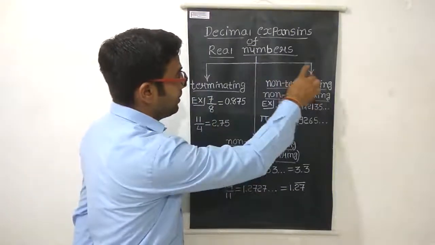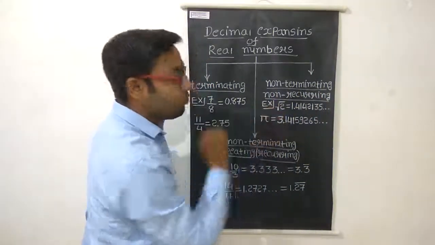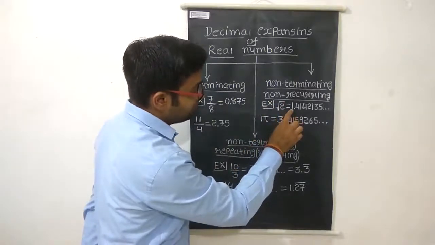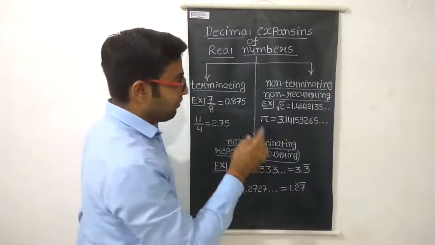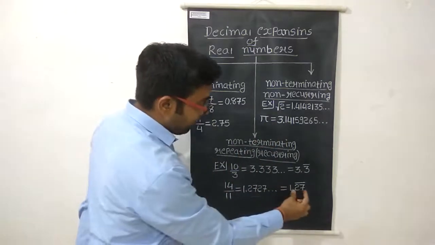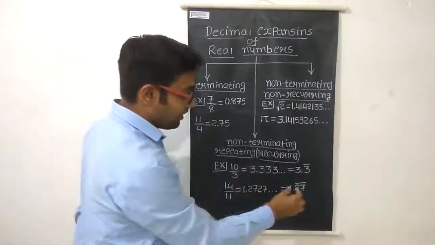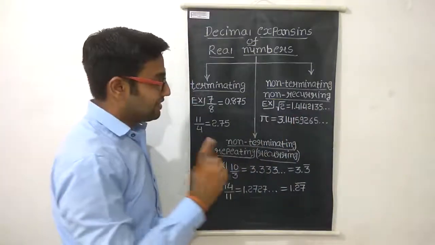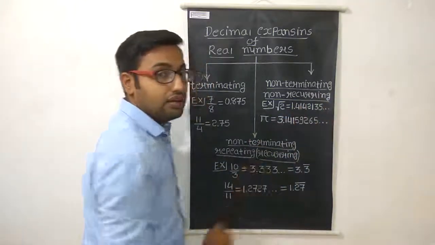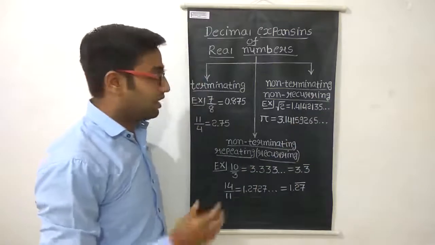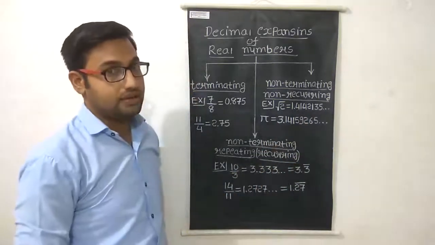Right? And the third type is non-terminating, non-recurring. This example is root 2. The decimal expansion of root 2 is 1.414235, and there are many other numbers like this. But one thing you can notice here is that this type of pattern is not there. The digits are totally different. We cannot make this kind of pairs, right? Second example is pi. Pi is equal to 3.1415925, and in the same way there are many other numbers. In both cases, root 2 and pi, we cannot find this type of pattern, right?